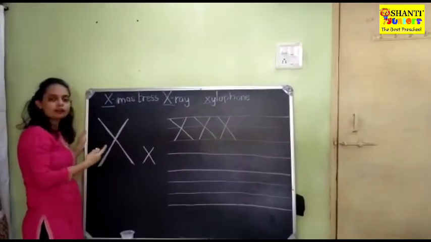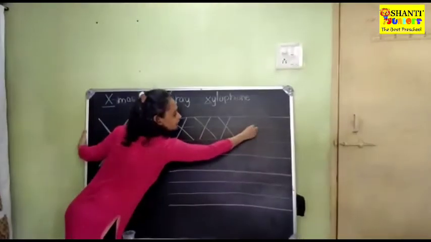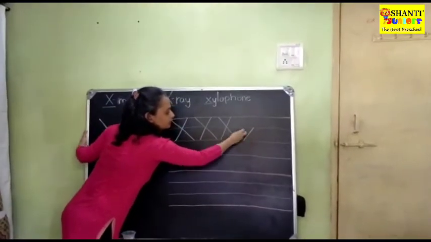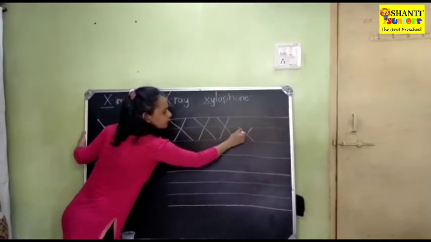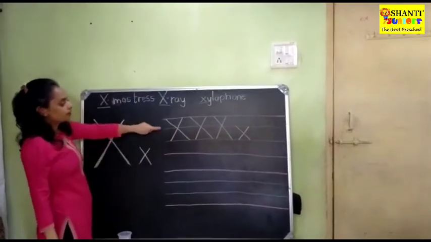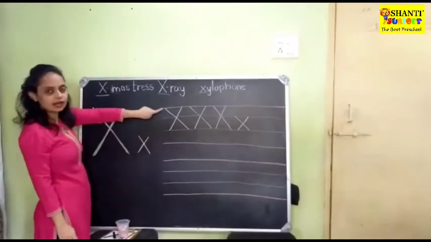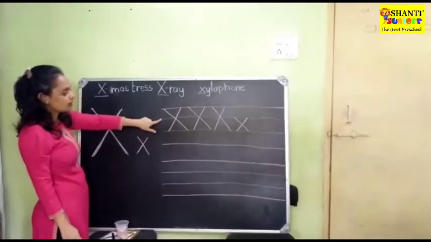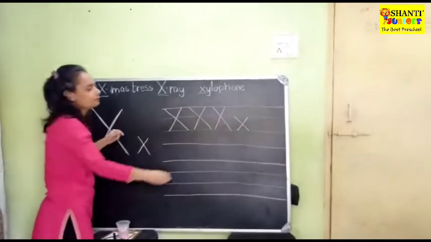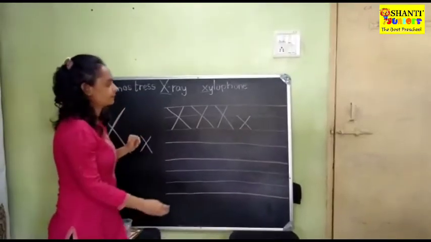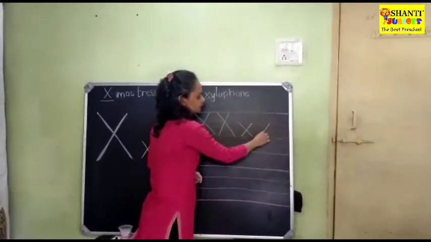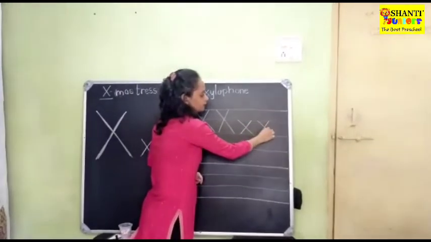X. And small letter, children, from blue line to blue line, X. You have to write in the blue line. If you write a capital letter, you have to start with the red line. If you are writing a small letter, you have to start with the blue line. Okay. X. Like this you have to write.